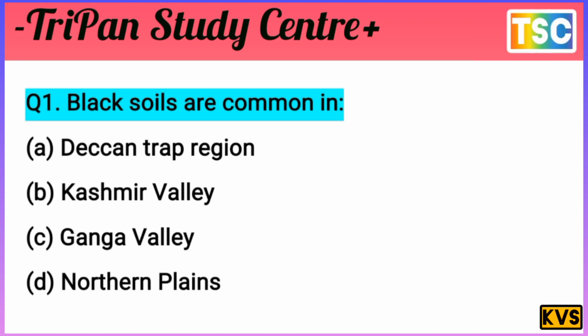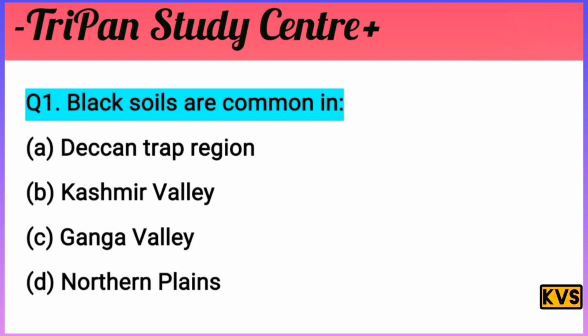Let's see the first question. The first MCQ: black soils are common in. The four options are Deccan Trap region, Kashmir Valley, Ganga Valley, and Northern Plain. That's important for the options. You know that.